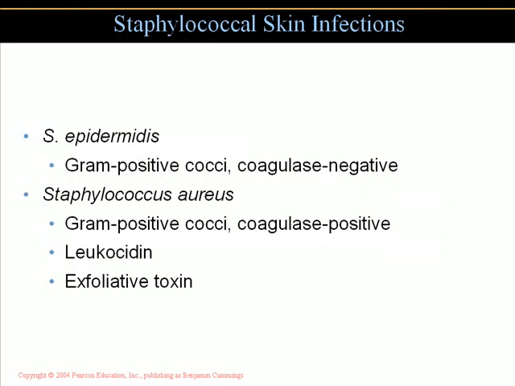Again, two Staphylococcus organisms: Staph epi, which rarely leads to a disease. It's a gram-positive cocci, but it is coagulase negative. Staphylococcus aureus, that causes disease, is a gram-positive cocci, but it is a coagulase positive organism. It can also lead to a condition referred to as exfoliative toxin or the scalded skin syndrome.